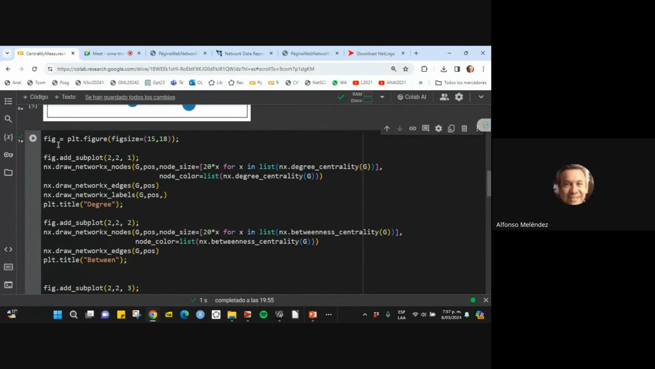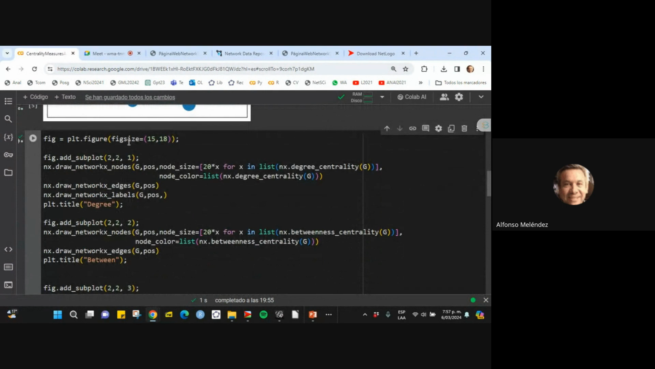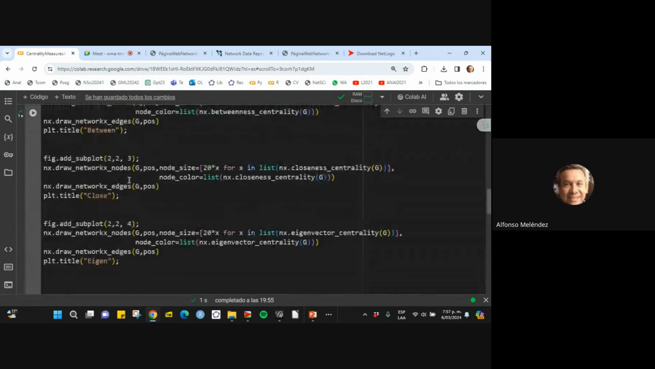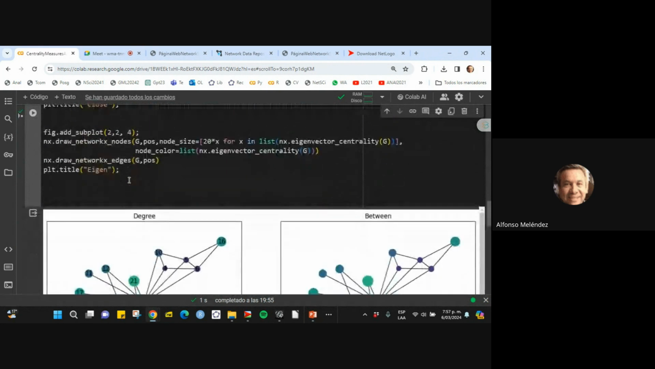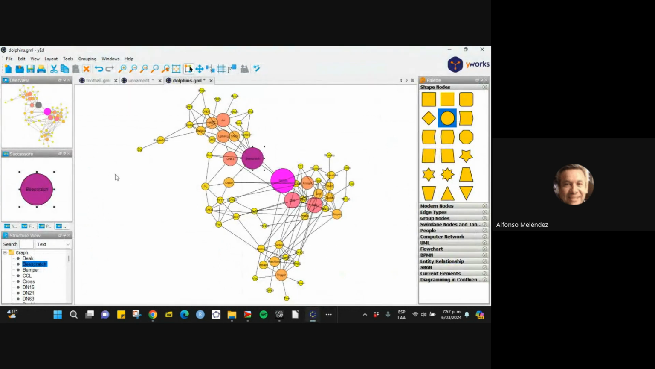I have to confess that this piece of code was made by ChatGPT. With three or four questions, it gave me this code. But look, two weeks ago I found this program called yEd.